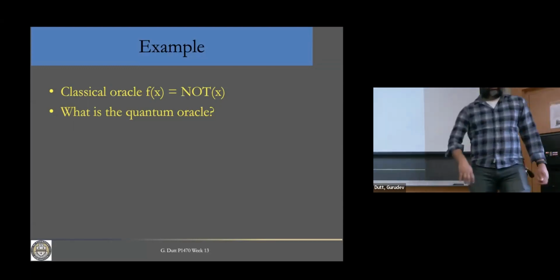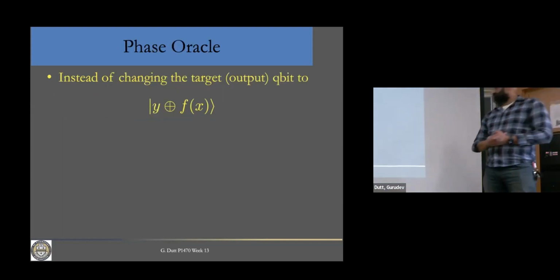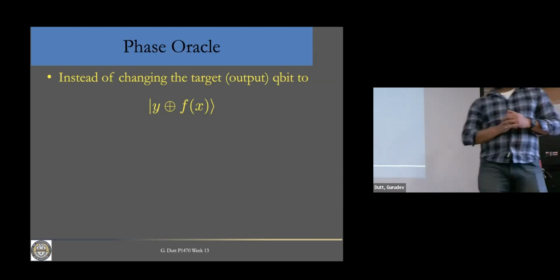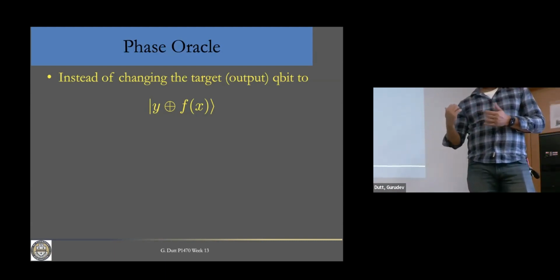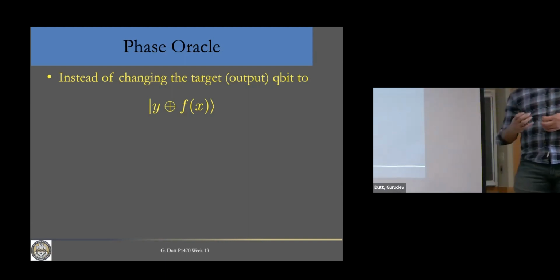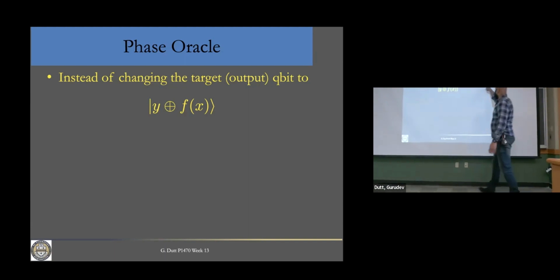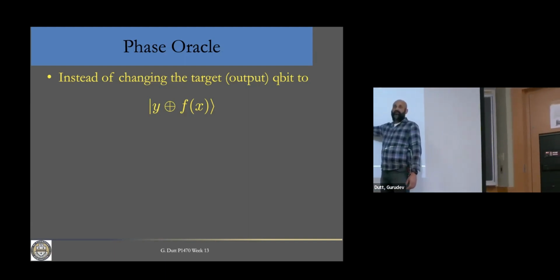And now that we have constructed the quantum oracle, let's now introduce the phase oracle. And actually, we have sort of introduced it, but I didn't make it so mathematically explicit already. So it's a good idea to go through it now. So you saw we changed the target qubit to y plus f of x, right?